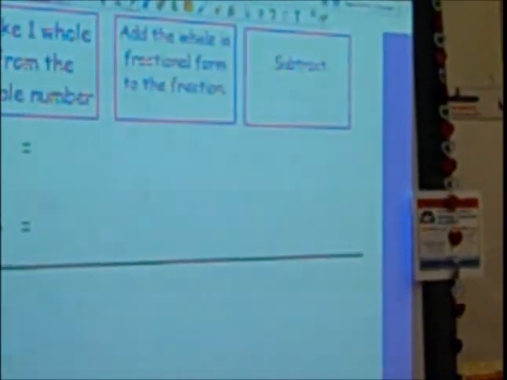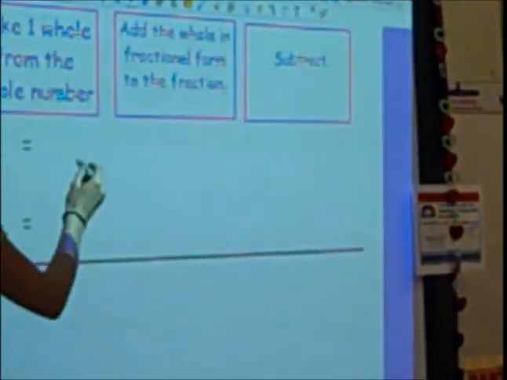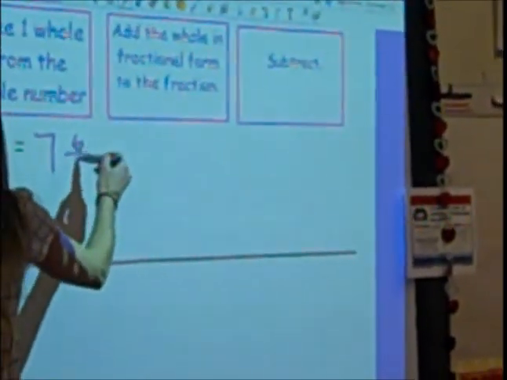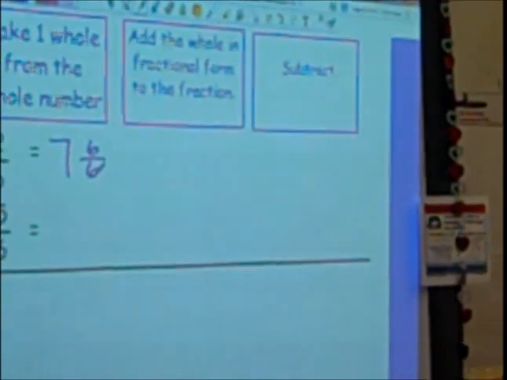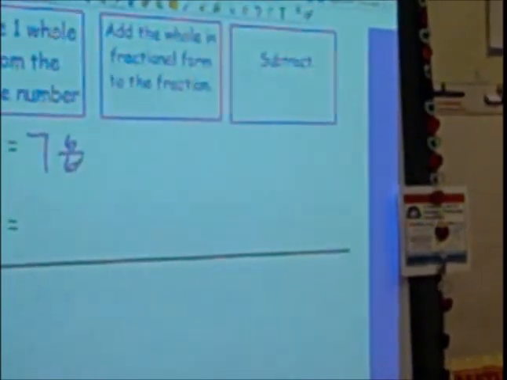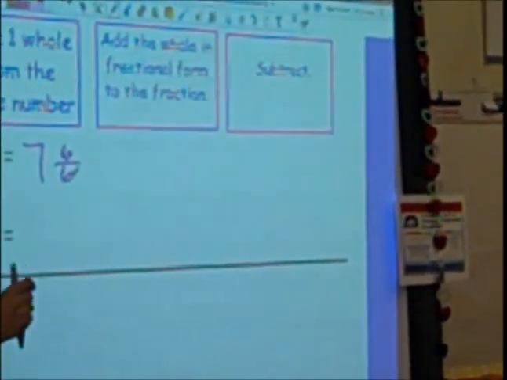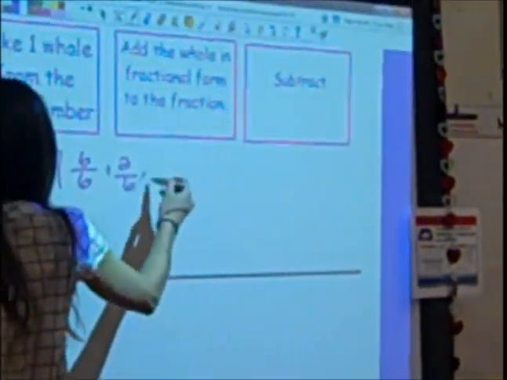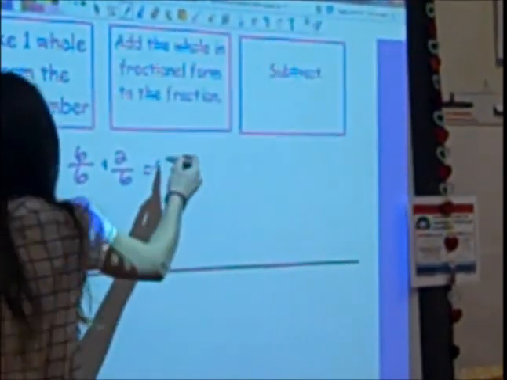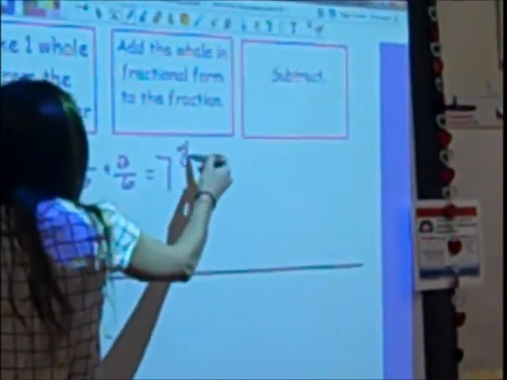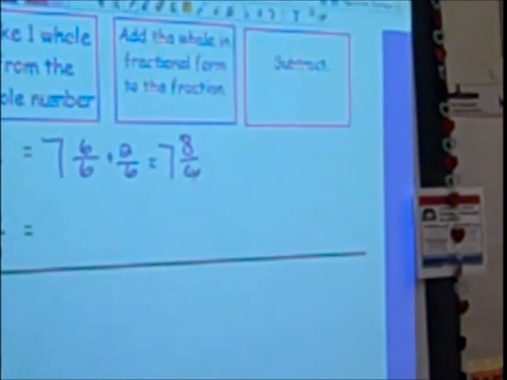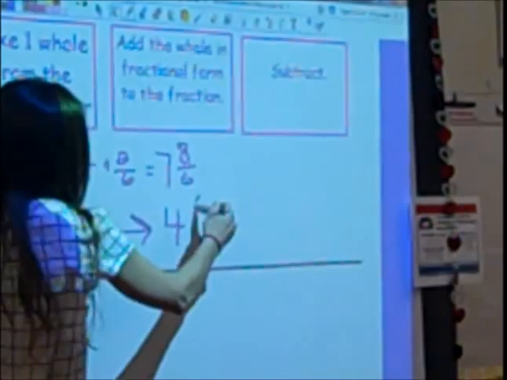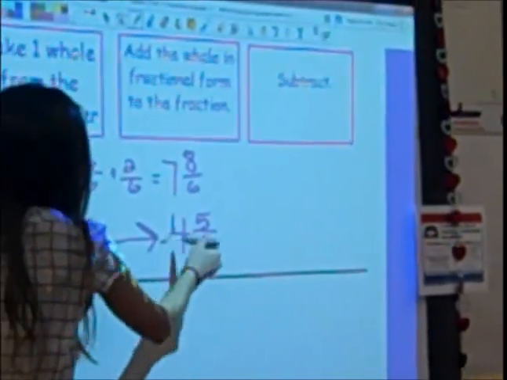If we take one whole away from 8 wholes, we are left with 7 wholes. And that one whole turns into a fraction, 6/6. 6/6 is one whole. And 7 plus 1 is 8. But then we have 2/6. So we have 7 and 8/6. And then you just bring over 4 and 5/6. And then you can subtract.